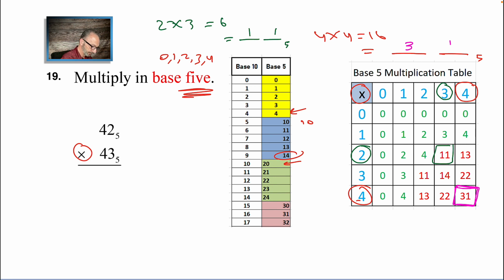Now, going back to the problem, we need to multiply 3 times 2, and we just agreed on it to be 11. So I'm going to write 1 right here and carry the 1. Now, 3 times 4 is 22, plus 1, 23. So I'm going to write 23.